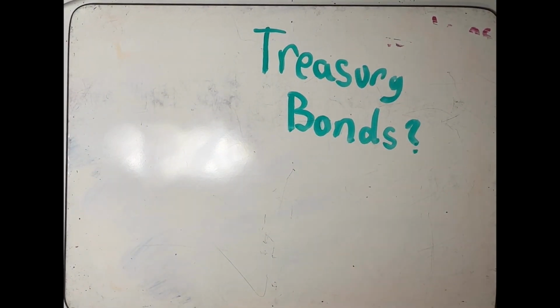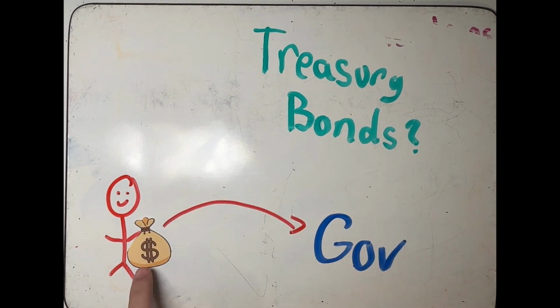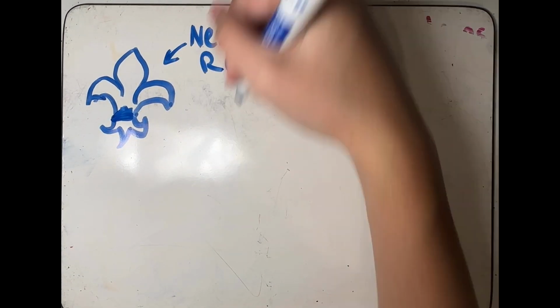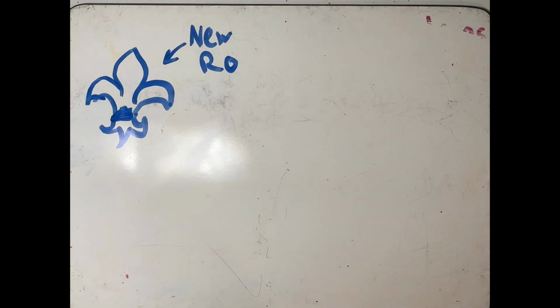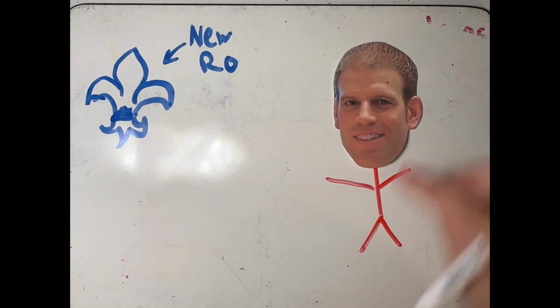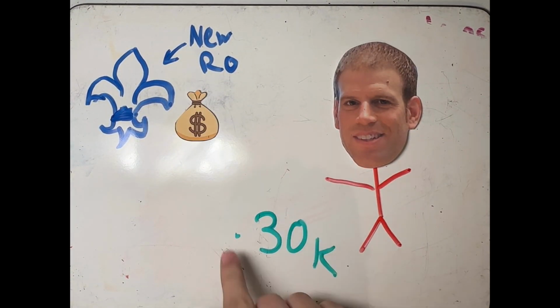But first, we're going to have a little bonds side tangent. So what are treasury bonds? Treasury bonds are like loans one makes to the government. Say New Rochelle wanted to build a new stadium. It needs funds to build this stadium, so it issues bonds. Mr. Gurney buys a bond for $30,000.